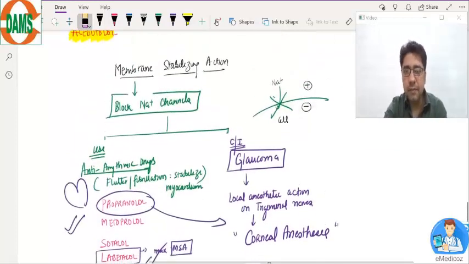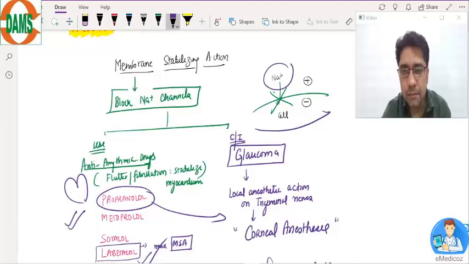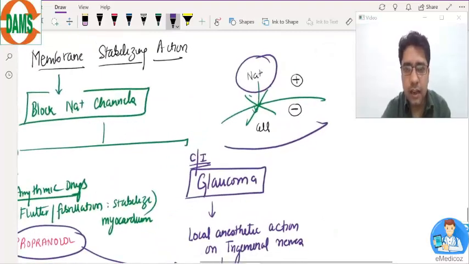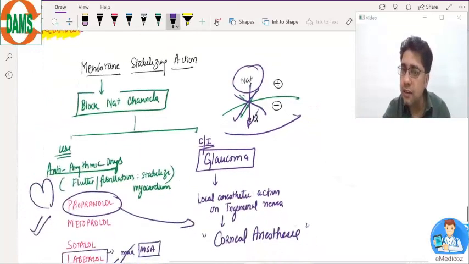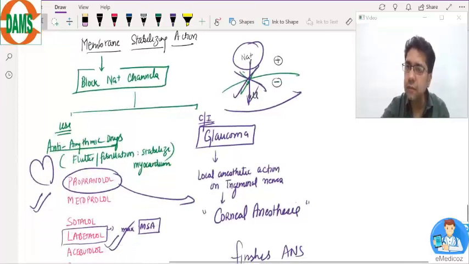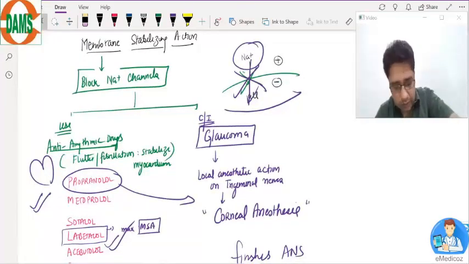Remember, the resting membrane is negative, normally negative inside the cell. Sodium is the ion which destabilizes a membrane. So these beta blockers inhibit entry of sodium and the membrane will remain stabilized. So the heart will not beat more, the nerves will not carry pain sensation, and everything will remain in a resting, stabilized state.